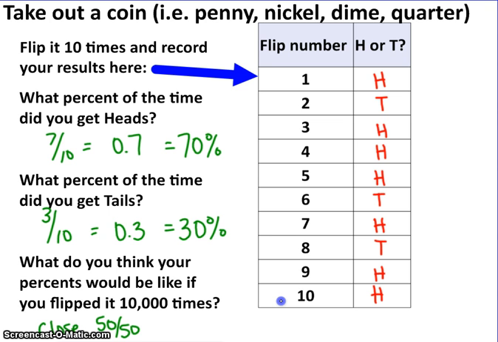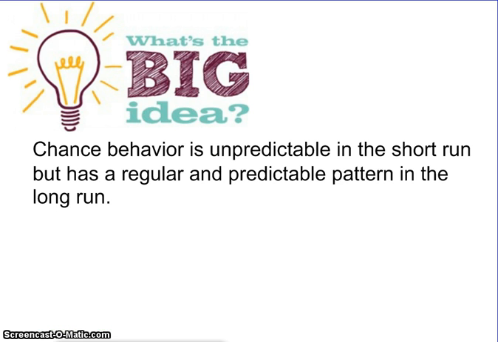Like if you were to poll 3 people what their favorite ice cream was and they all said chocolate, you'd be like, 100% of the people like chocolate ice cream. Well, you didn't poll enough people. In this case, we didn't flip enough times. So chance behavior is very unpredictable. In order to create a regular pattern, we need to do it over and over and over and create a larger pool. Like we need to poll more people, we need to flip the coin more times.